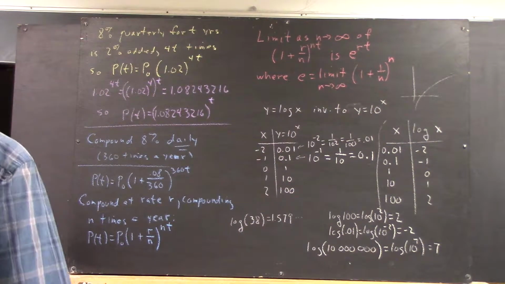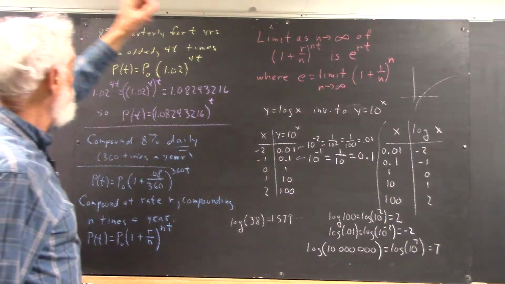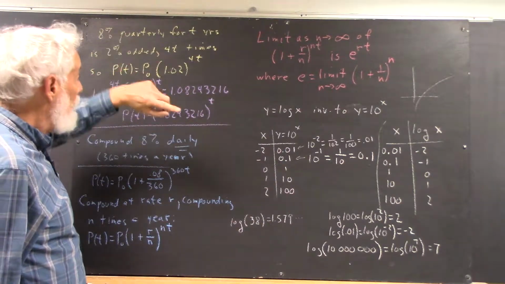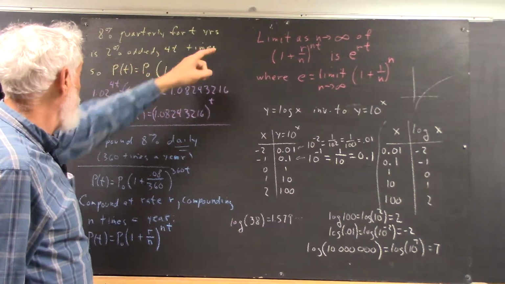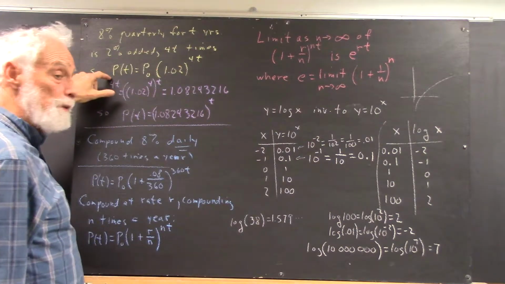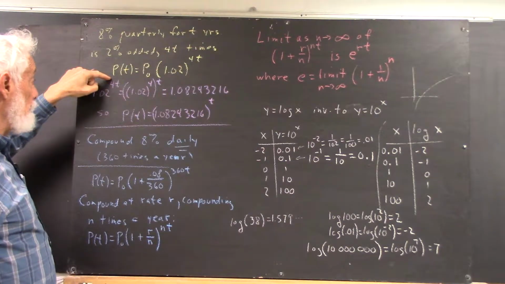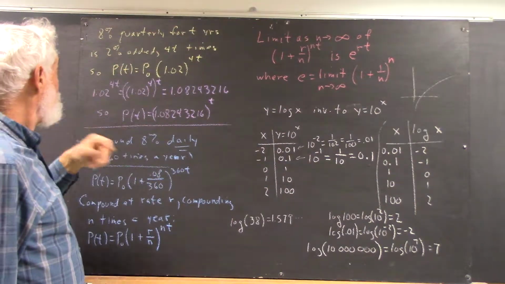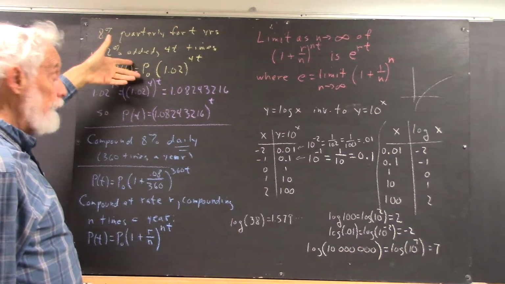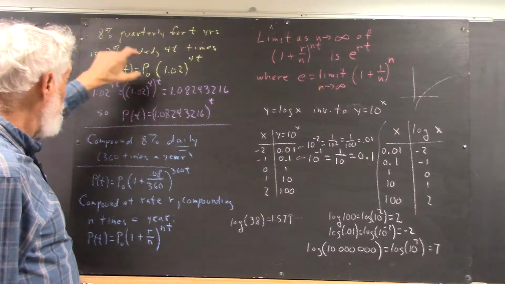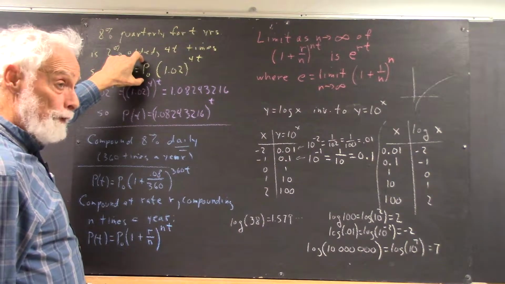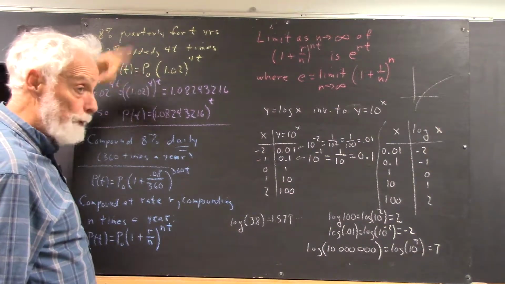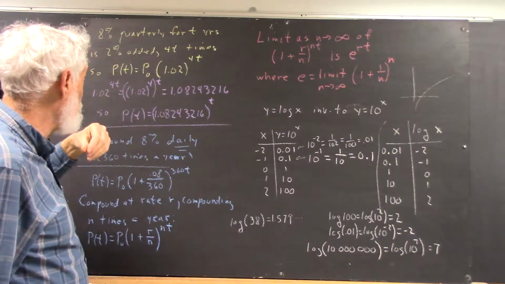Okay, now, we've seen that 8% quarterly for T years means that 2% is added 4 times every year, so it's added 4T times. If I write this as a more general function using P0 instead of $1,000, it will fit any investment; just plug in that number for P0. If you invest $8,792, then P0 will be $8,792.